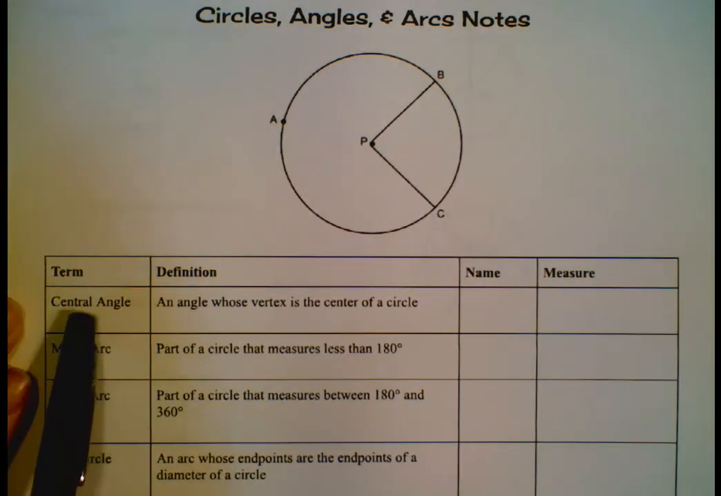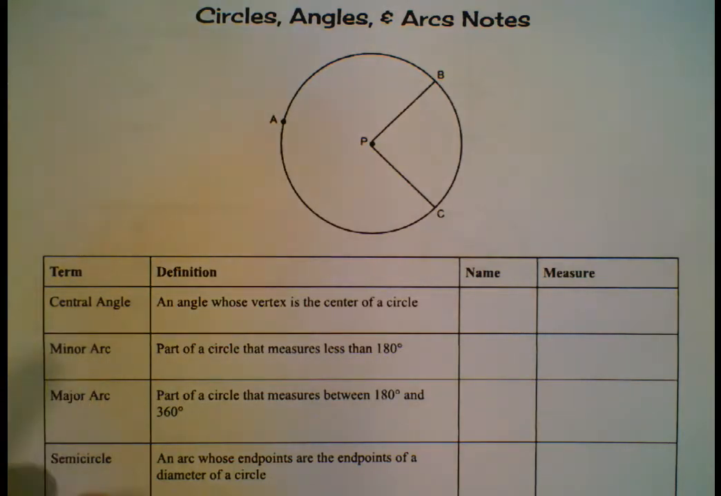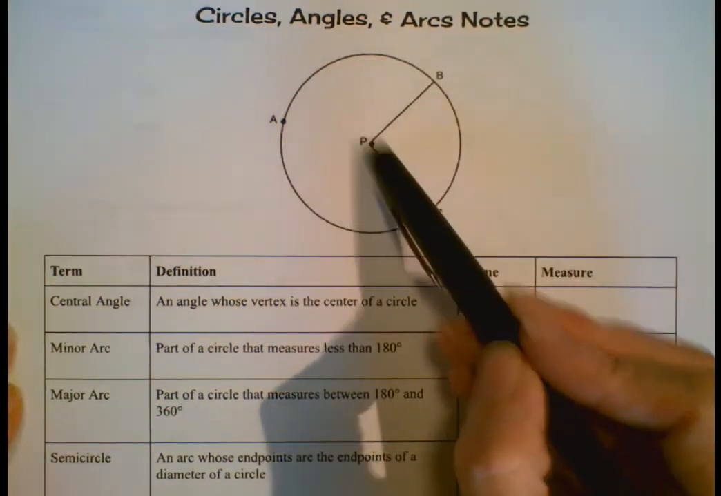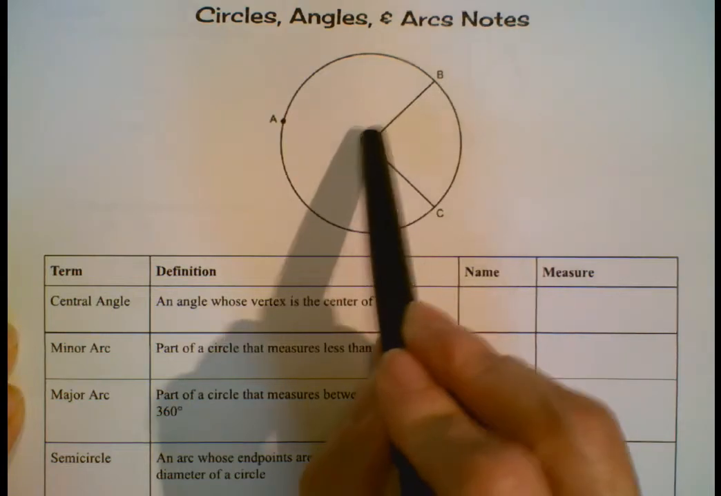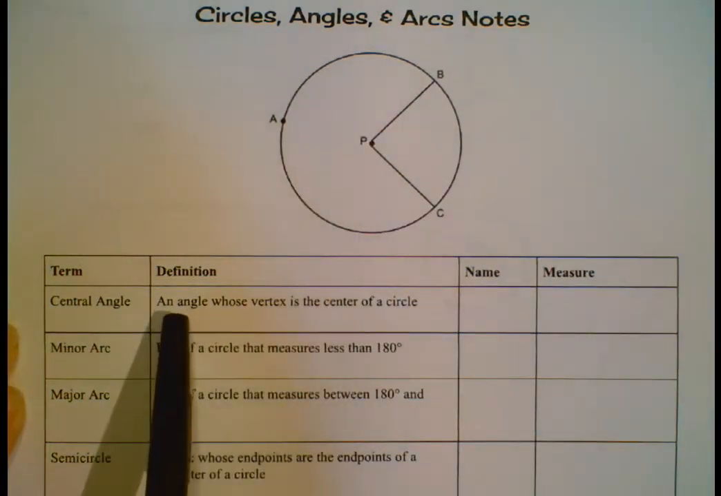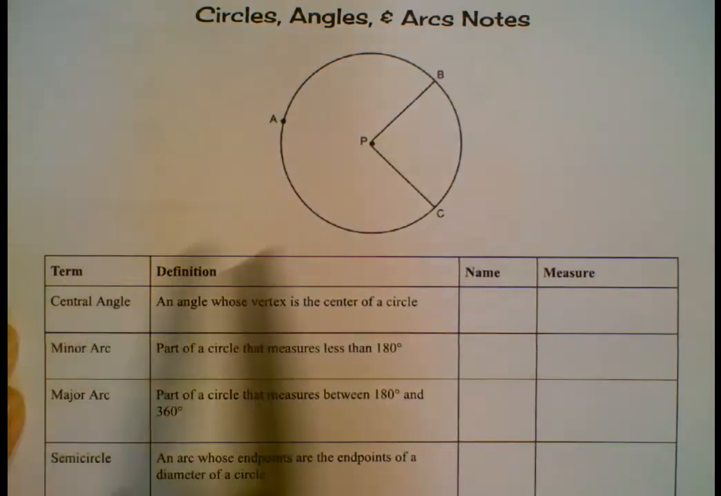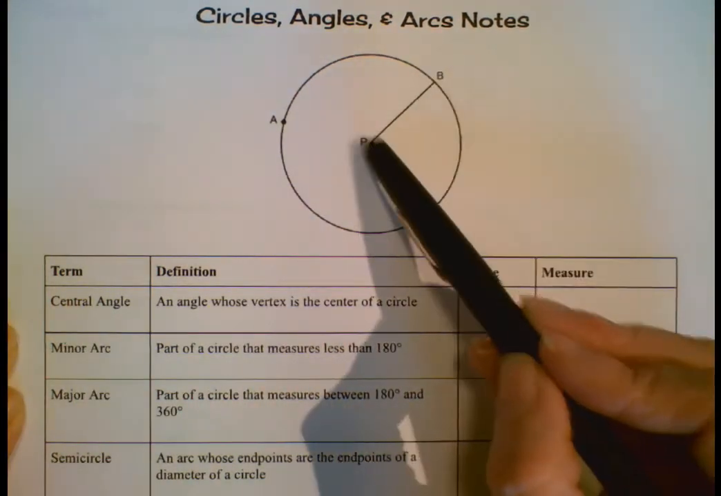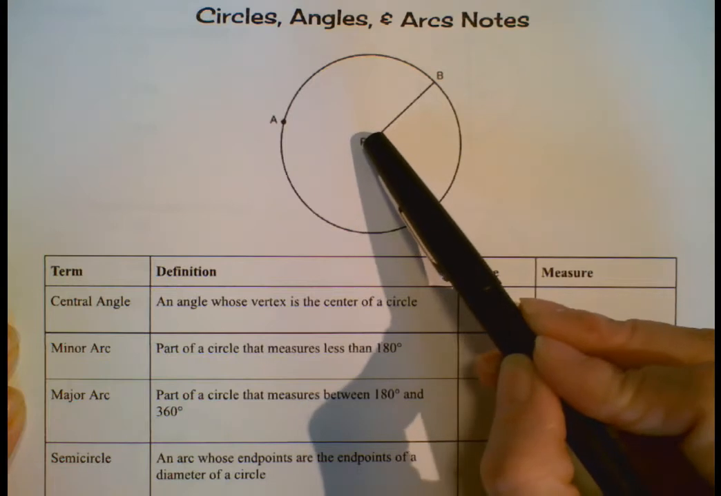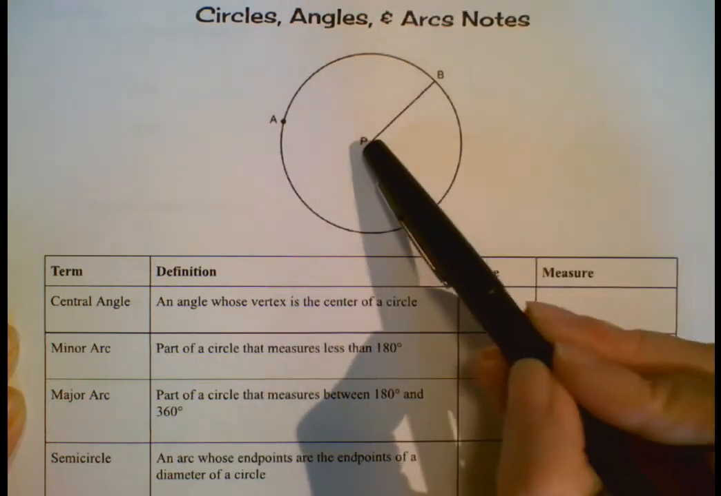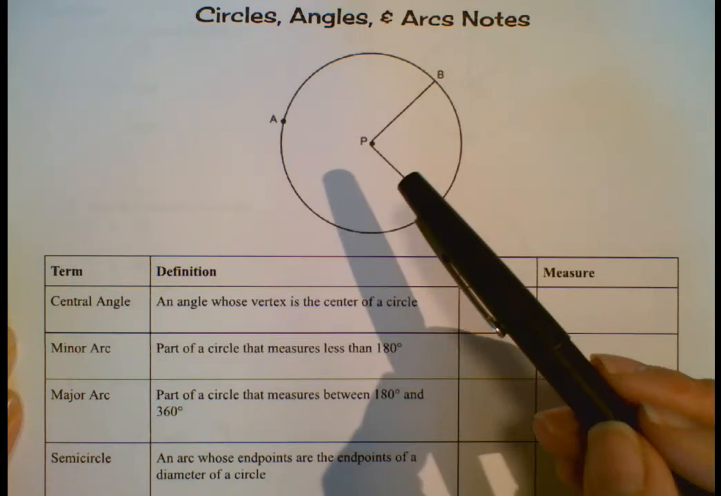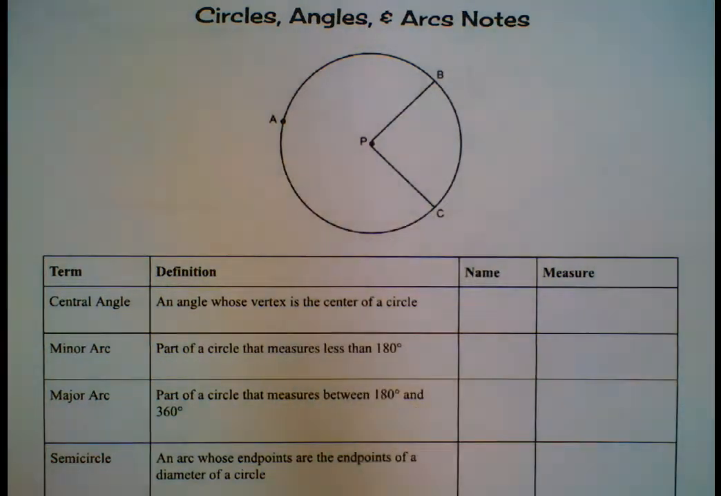The first of which is a central angle. And we already know what an angle is. It's two rays that have a common vertex. That vertex, of course, is what we refer to as the corner, so to speak, of the angle. It's that point here. So an angle whose vertex is the center of a circle is called a central angle. So in this case, if we look at angle BPC, its vertex is the center of that circle. And remember in the last set of notes, we talked about how the center will be marked with a point to indicate it is the circle.